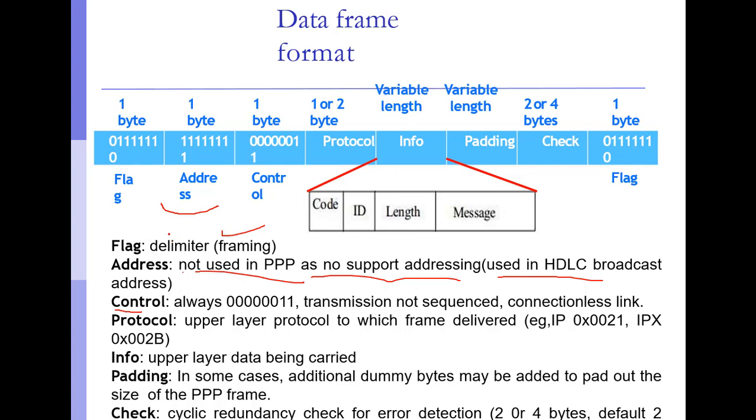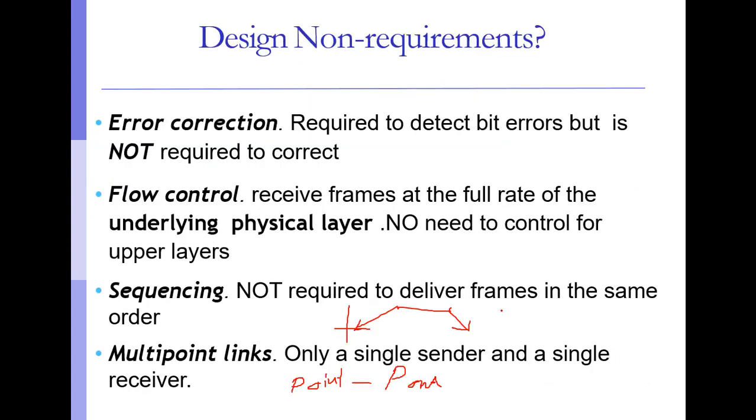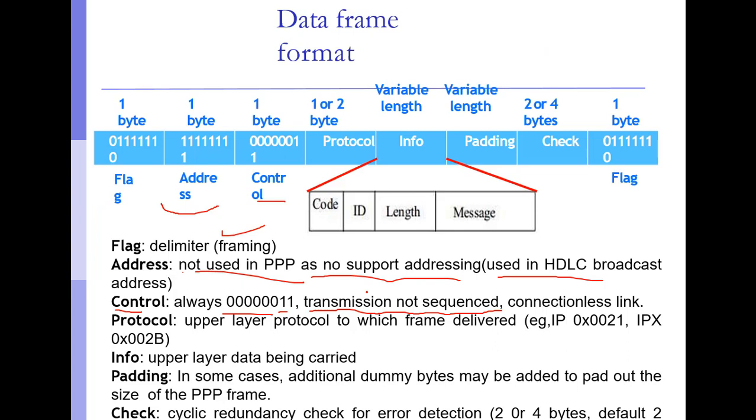The next one is control. You can see that 1 byte of control is given to you, and this is always something like this, 6 zeros and 11, and this is basically transmission not sequenced, connectionless link. So this indicates that this is not sequenced. I have discussed that there should be no sequencing required to deliver the frame. So that is also mentioned here, the transmission is not sequenced, and it is a connectionless link.